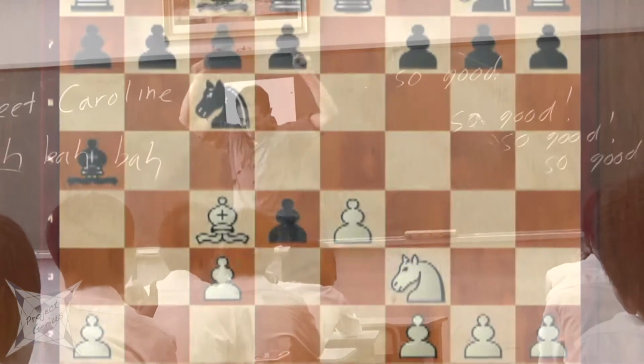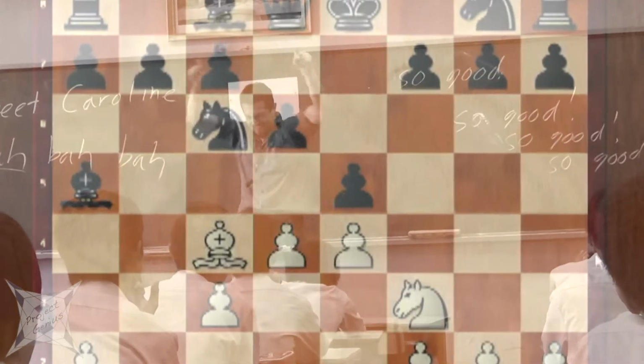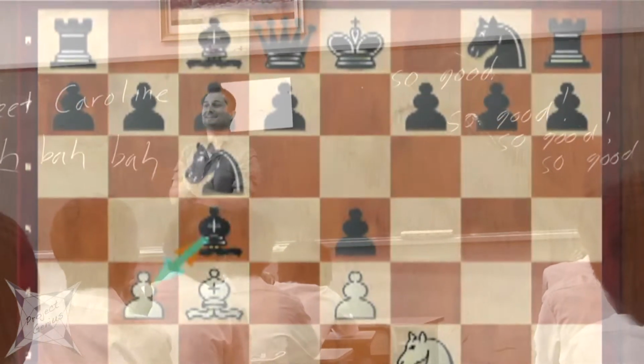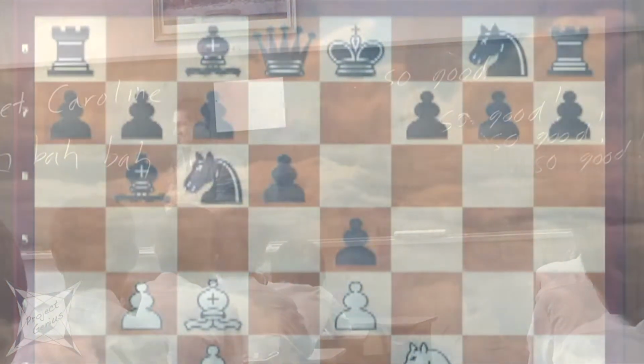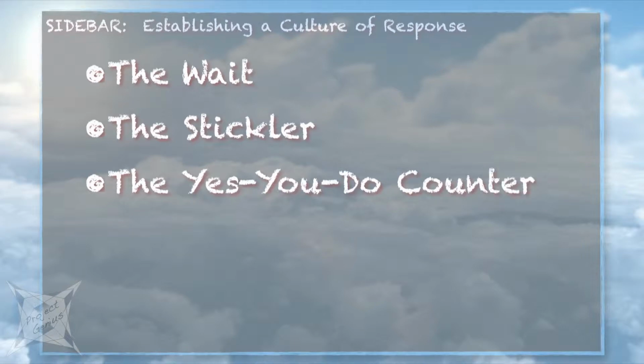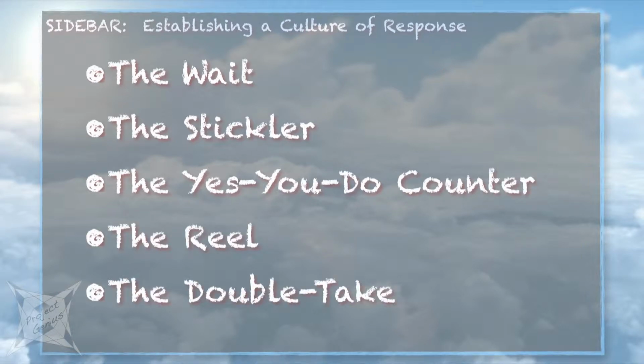At the end of part 1, I mentioned 5 example gambits that I myself have found useful when it comes to the challenge of establishing a culture of response: the wait, the stickler, the yes you do counter, the reel, the double take. I said I would talk about those in more detail in part 2, and that is where we are now.